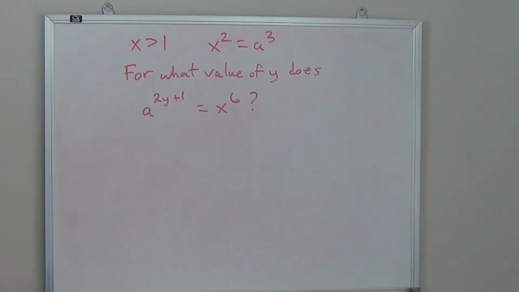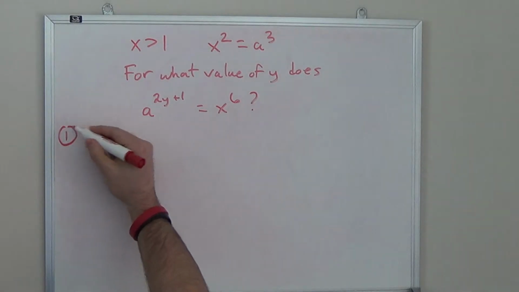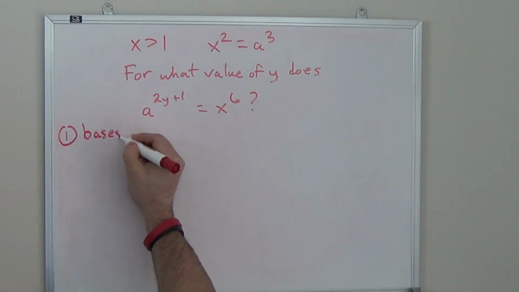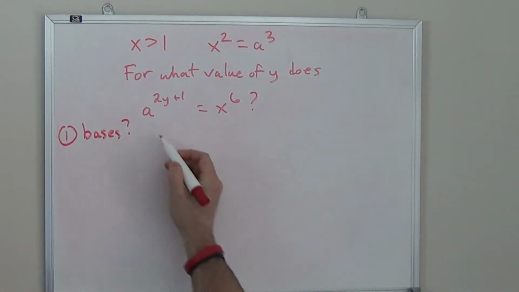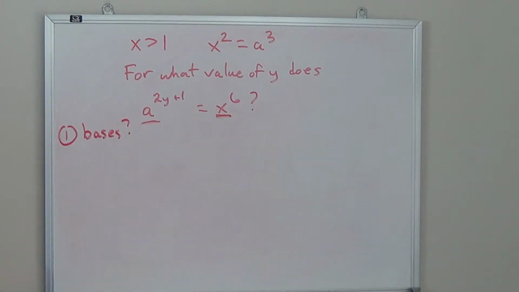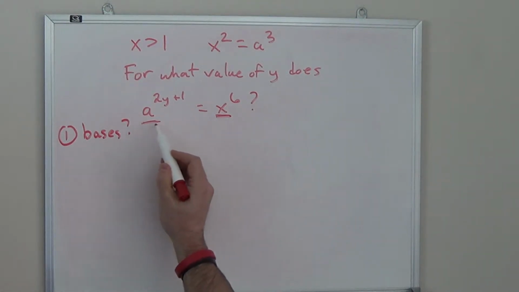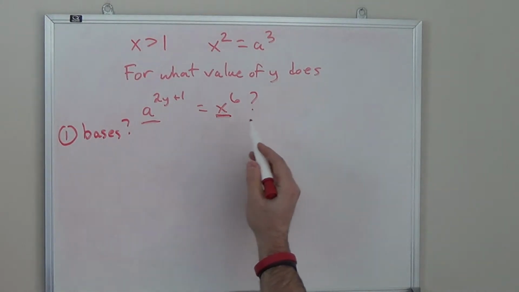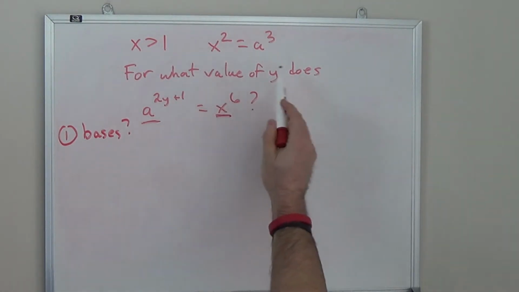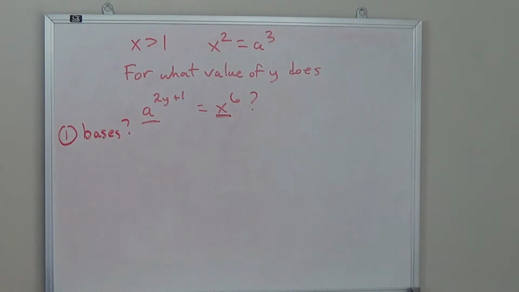We have an exponent. The first thing we always want to look at, absolutely the first thing, are the bases. And we want to ask ourselves, are the bases the same? And they are not the same. So the first order of business is going to be to make these bases the same. It's going to be difficult to change an a into an x, ordinarily, but at least they gave us a relationship. They're telling us that x squared is a cubed.